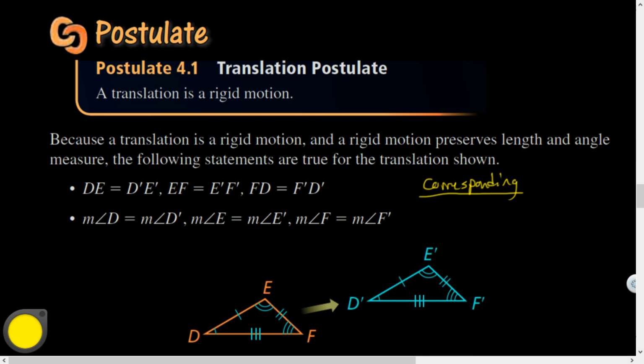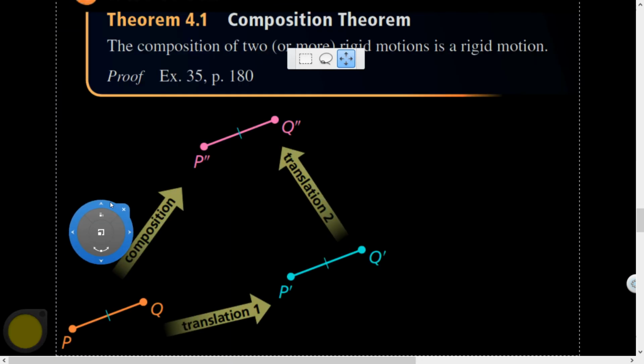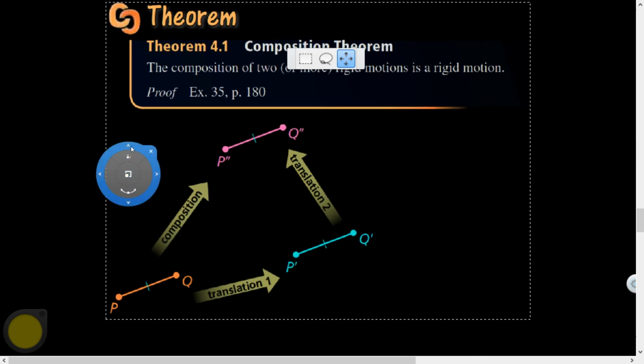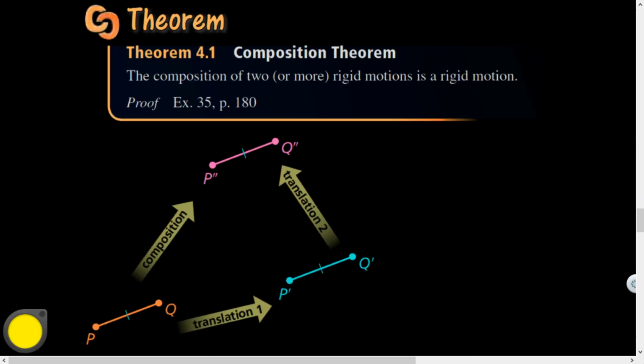Let's talk about it. It turns out I can do multiple transformations one after the other. And this is going to be called composition of transformations. And check this out. The composition theorem says that the composition of two or more rigid motions is a rigid motion.